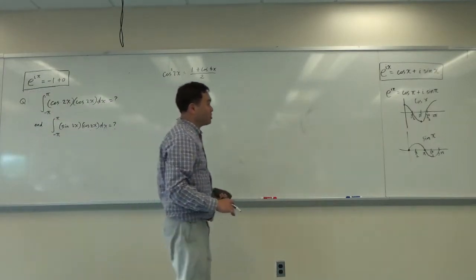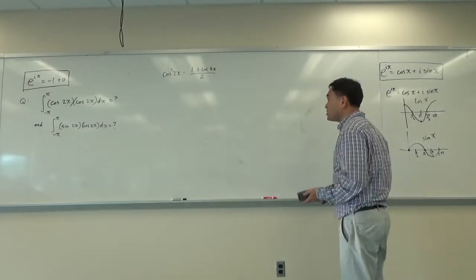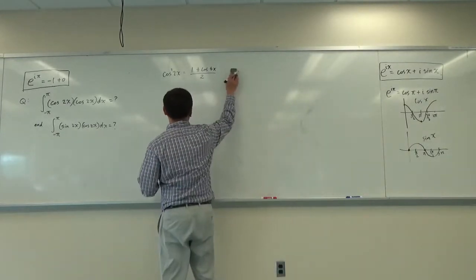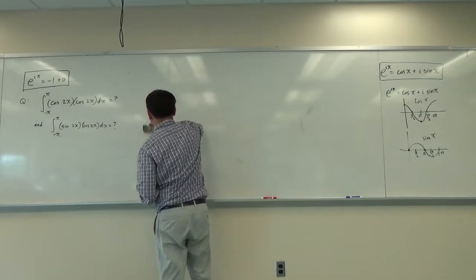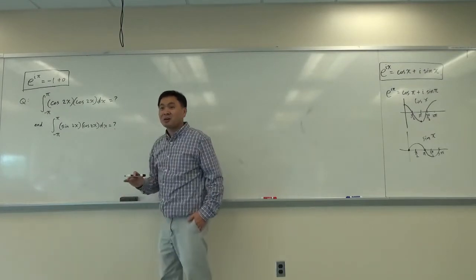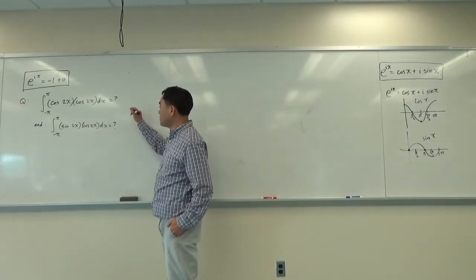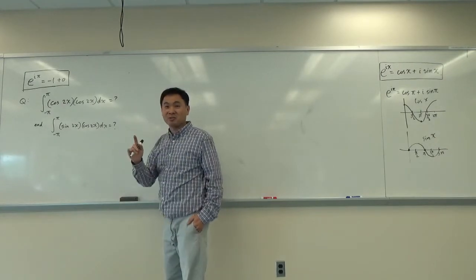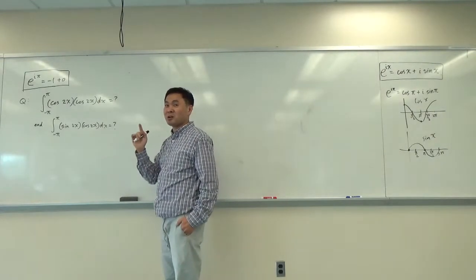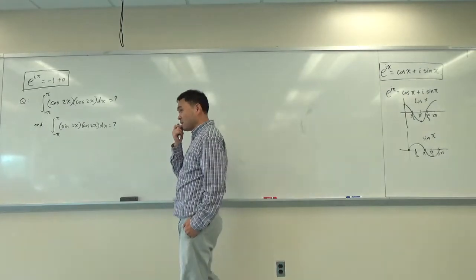Now that we know the Euler identity, we can have fun with it. So out with this one. Instead, here's what I'm going to do. I'm going to solve these two at once. Just one calculation will allow you to do both of them.